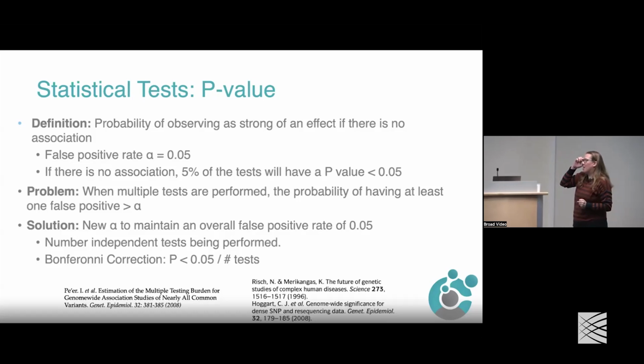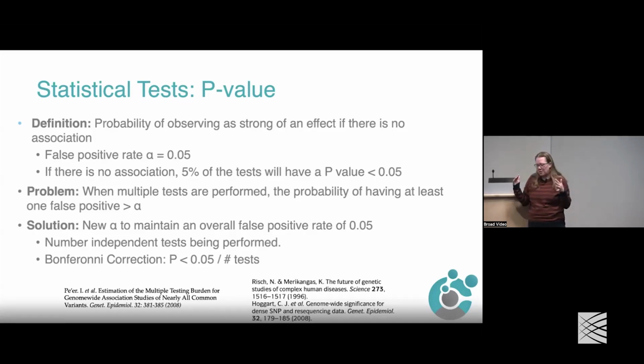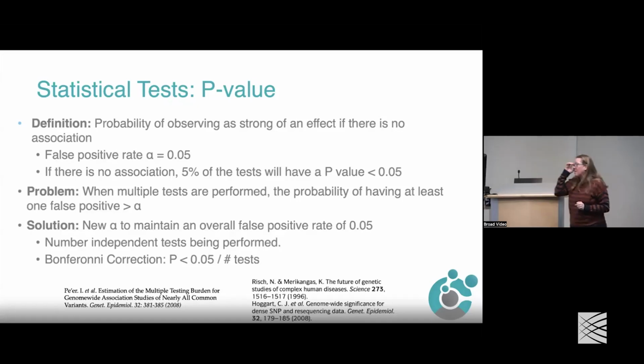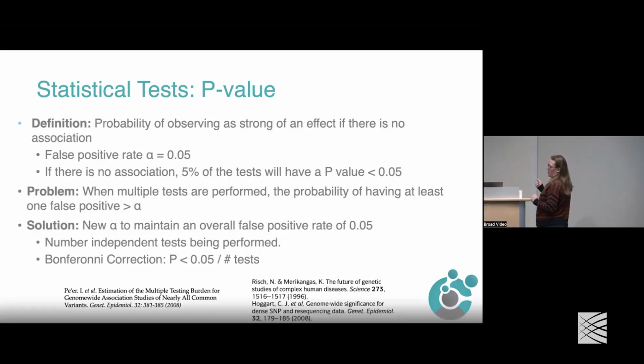So to maintain an overall false positive rate of 0.05, you have to adjust the threshold that you're going to decide is sufficient to call something statistically significant. And it's based on the number of independent tests being performed. We have the Bonferroni method for correcting p-values or adjusting family-wise error rates in an experiment where you're looking at more than just a single statistical test, where you take your overall false positive rate and divide it by the number of tests.